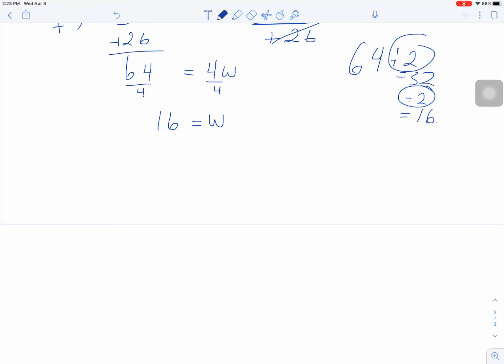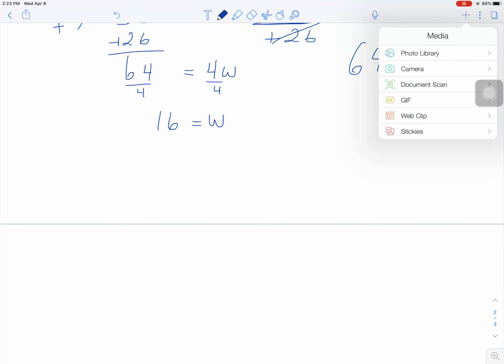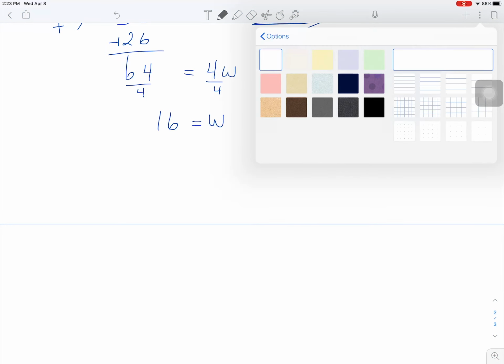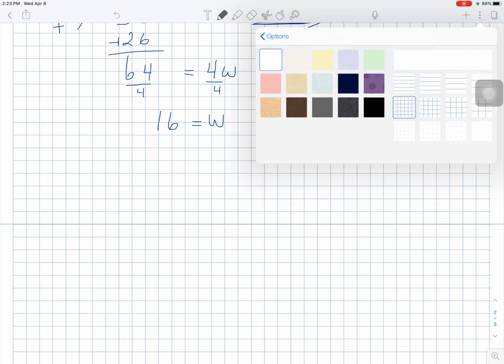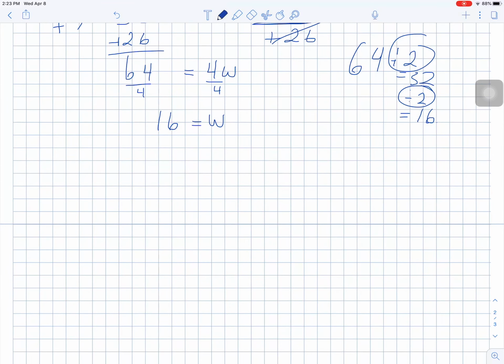All right, let's go to G. Solve these inequalities and graph their solution. So G has something that's slightly different. Let's make sure that we have graph paper here. Okay, so now we're going to graph these.